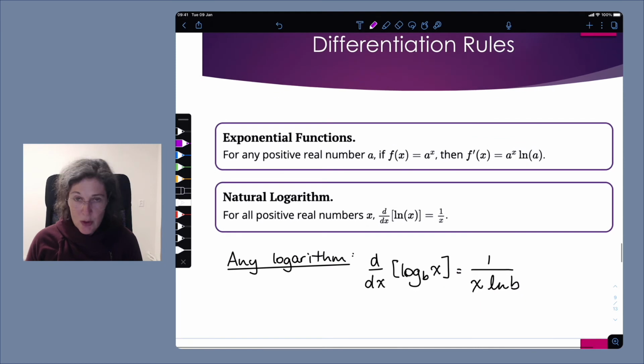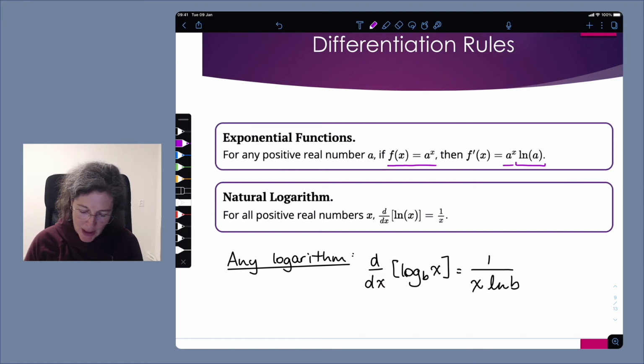Of course, what we also need is some rules for exponential and logarithms, because those are functions that we've been looking at. So here we have for exponential functions, if you have an exponential function of the form f of x is equal to a to the x, then the derivative is just a to the x times the natural log of a. And this leads us to one of the things that I mentioned when I talked about the amazing number e and the exponential e to the x.